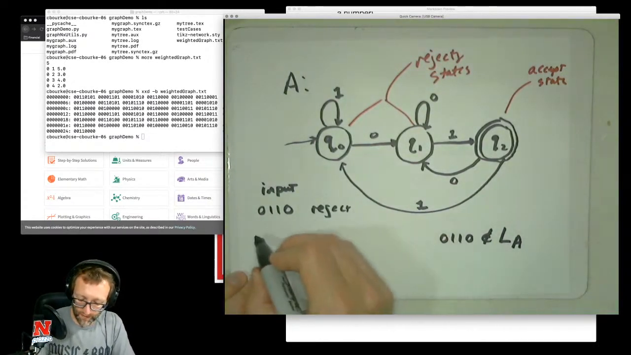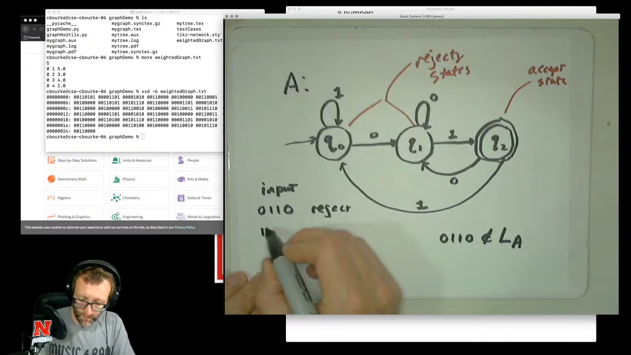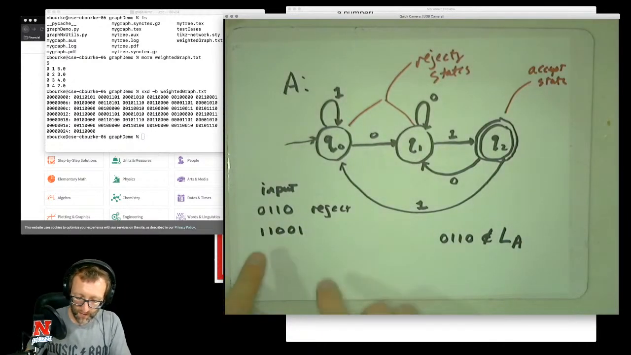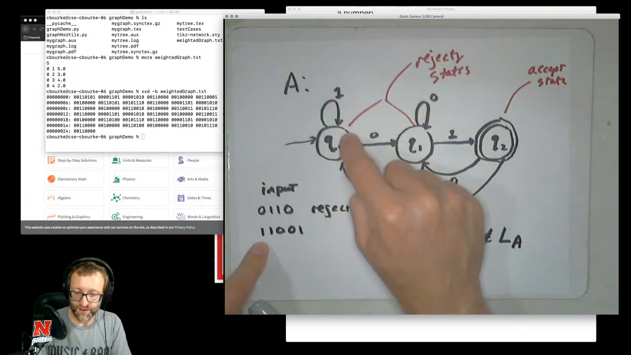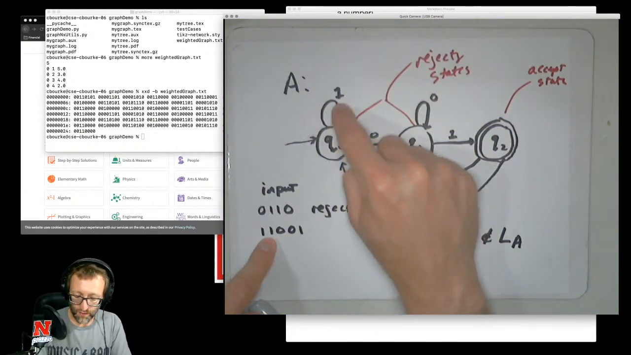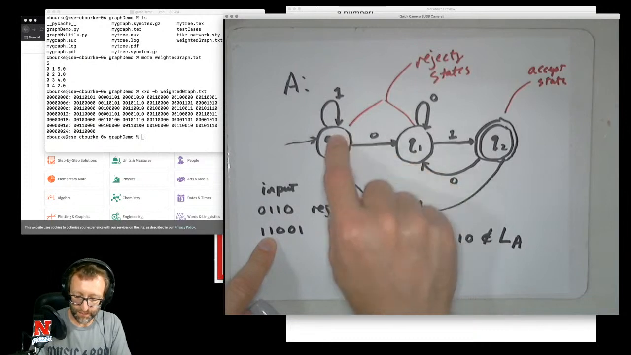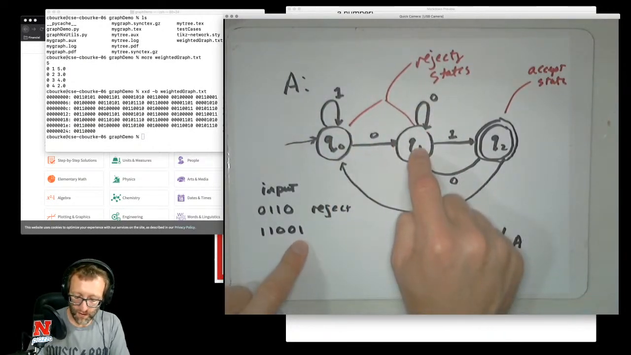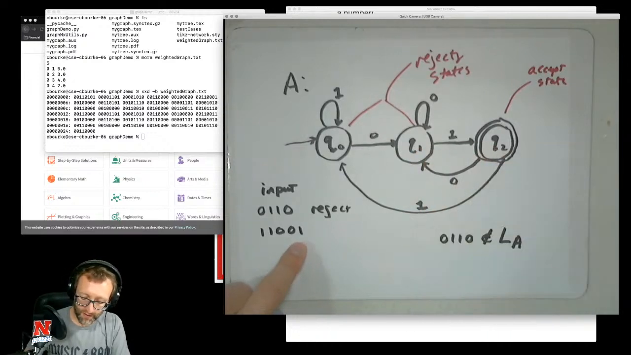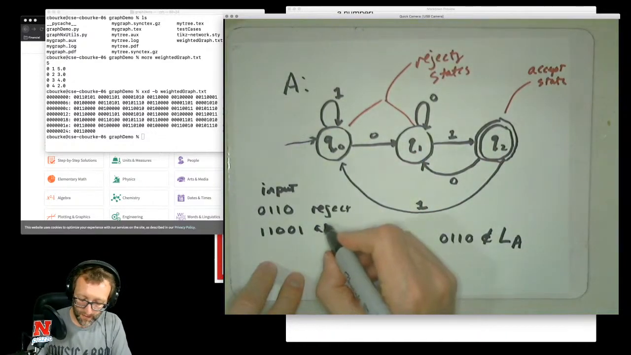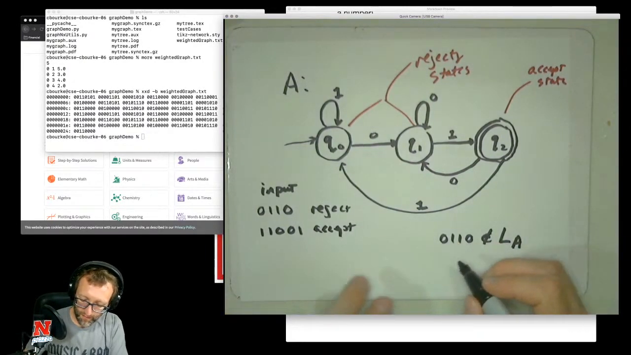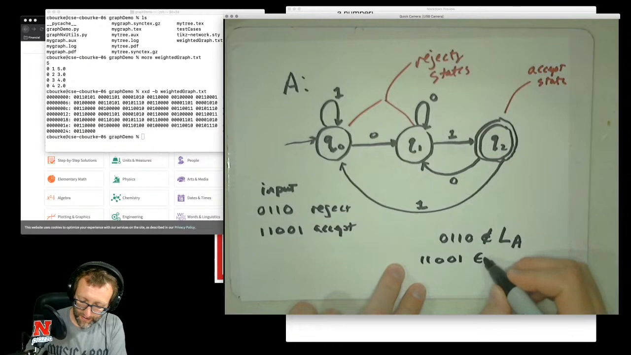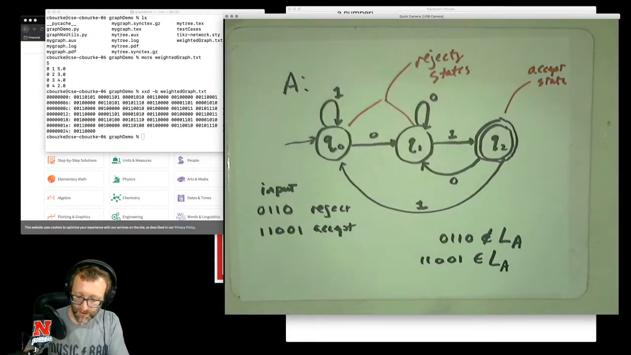What about 1, 1, 0, 0, 1? All right, let's look at that. So 1, I transition and I stay in the state. Another 1, I transition, stay in that state. 0, and then 0, I stay in that state. 1, I go over to the accepting state. So we accept. And 1, 1, 0, 0, 1 is in the language A because we accepted it.